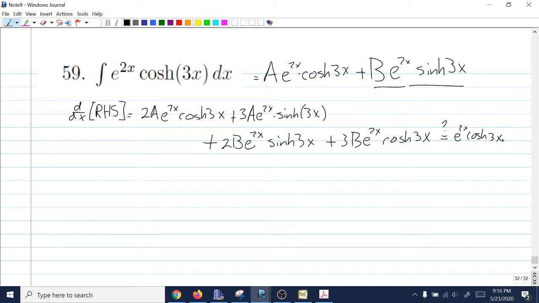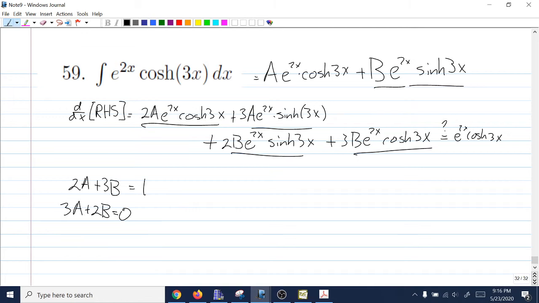I do something kind of like when I do the partial fraction decomposition. Did I get some e to the 2x cosh 3x's? Yes, I did. I got this and I got this. So I want 2a plus 3b to be 1, because I want to end up with 1 e to the 2x cosh 3x. But I also got this stuff that I didn't want. So I want 3a plus 2b to equal 0. Like, these are like terms.